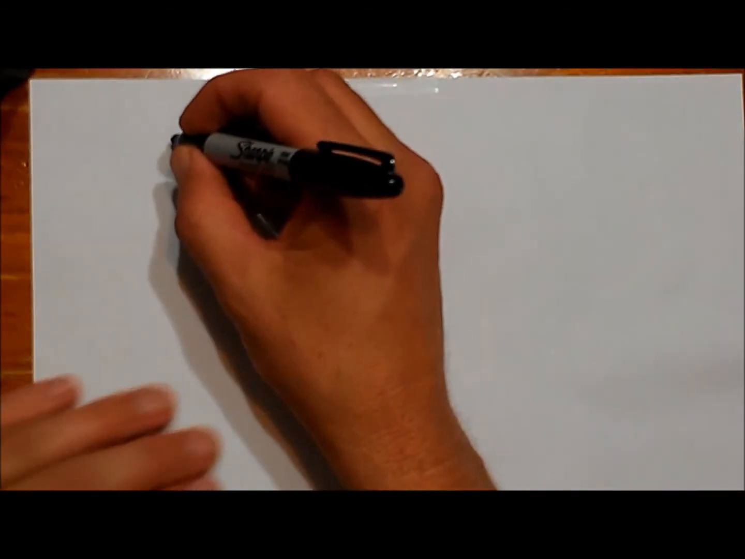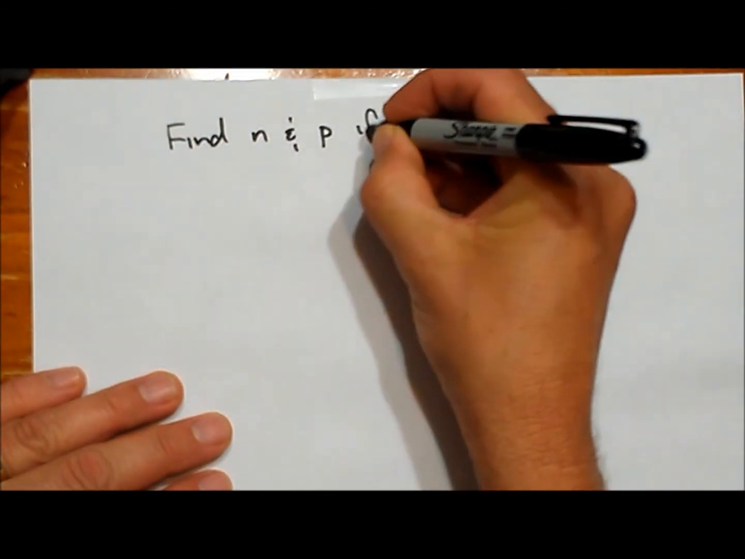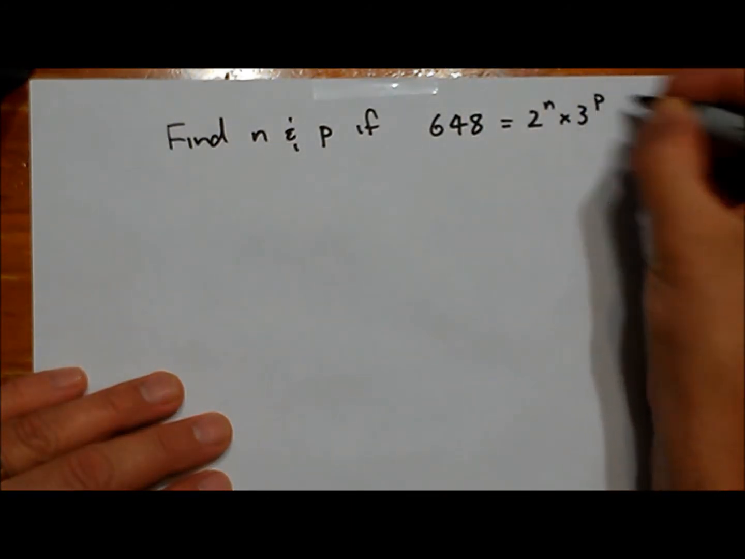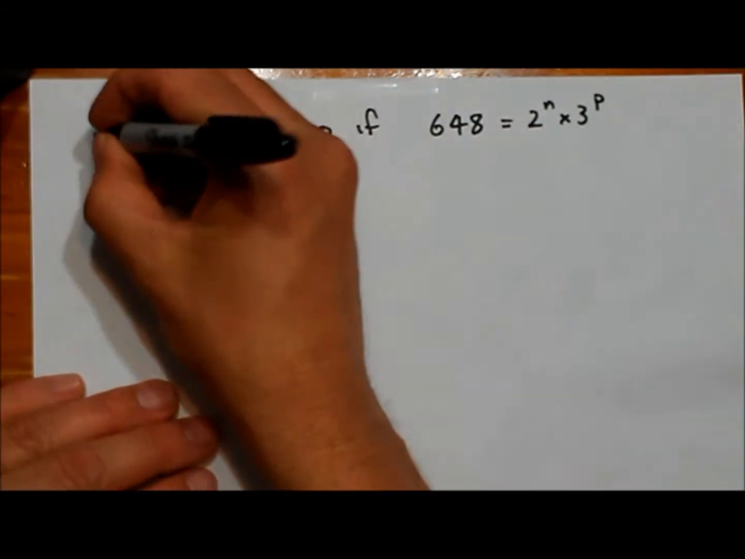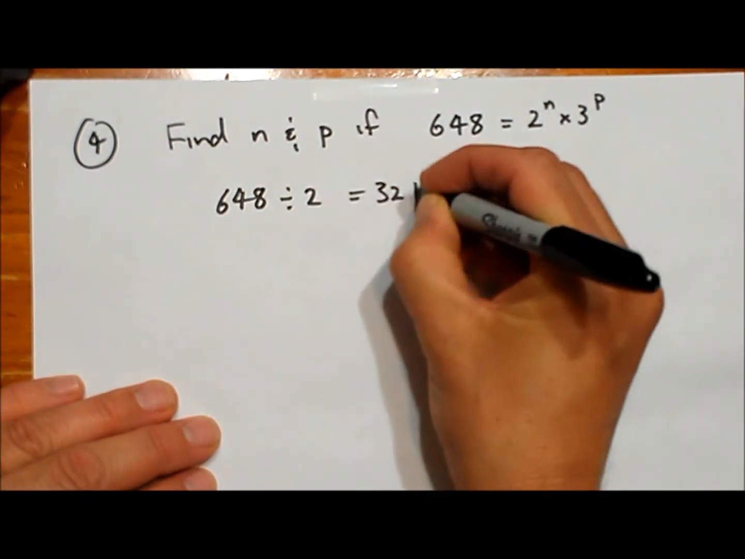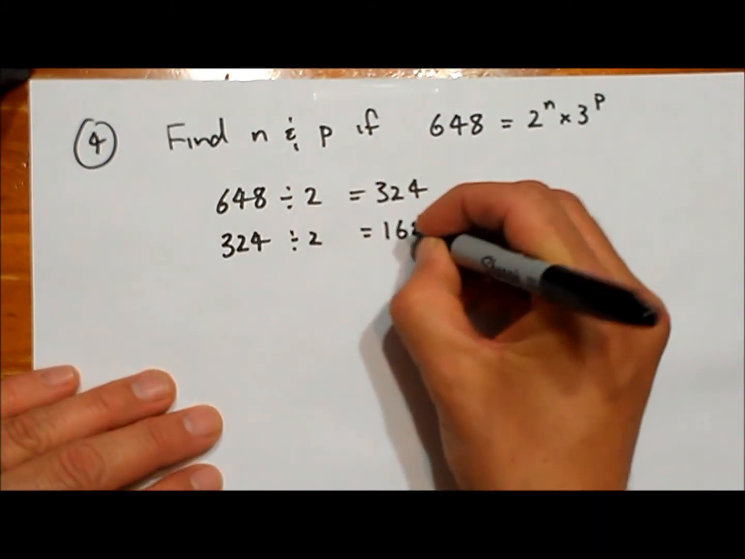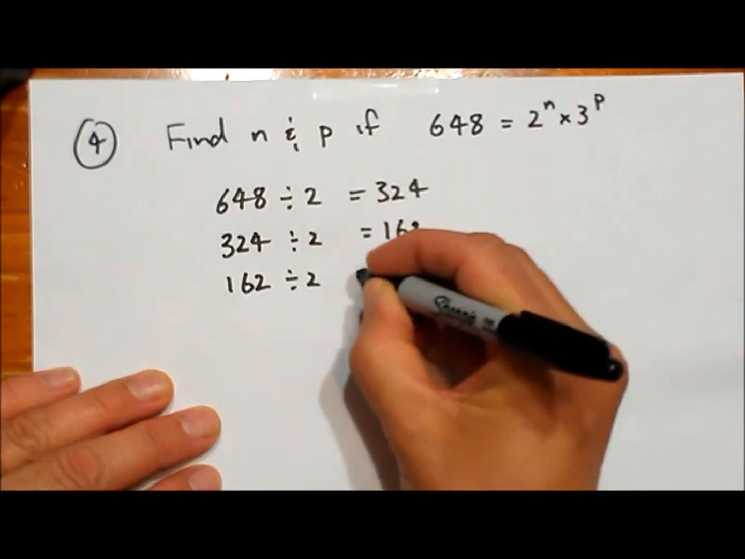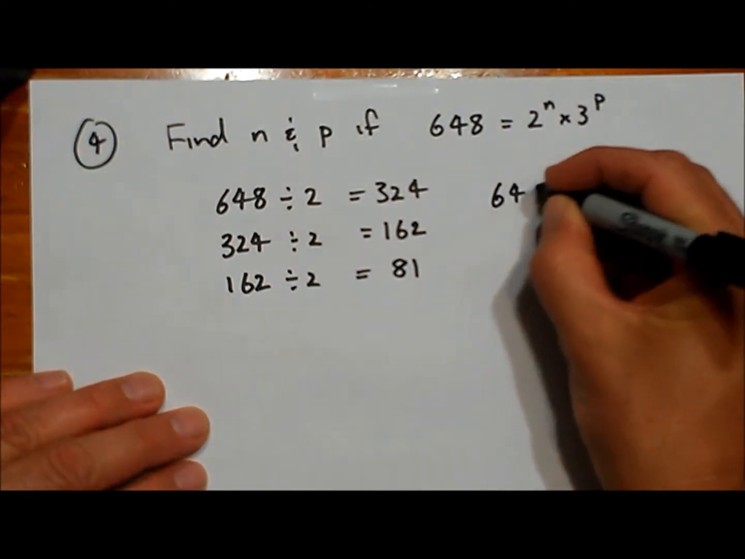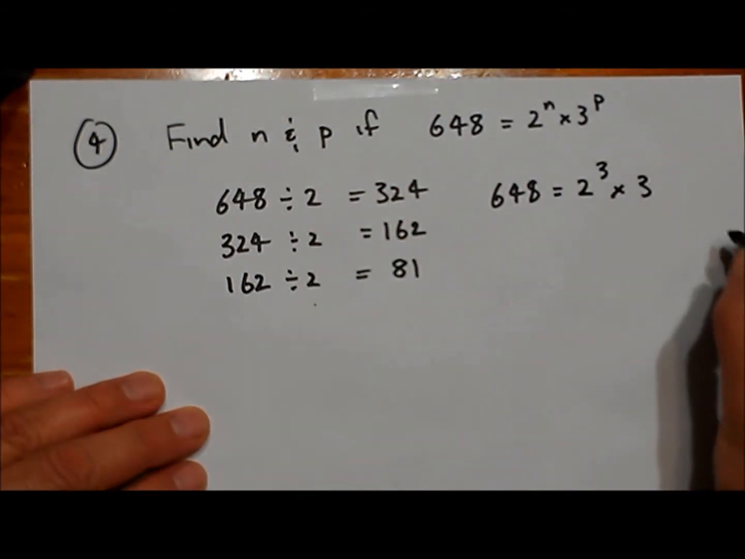Now a further example is find n and p if 648 is equal to 2 to the n times 3 to the p. So I'll do a similar sort of thing to what I did in the previous question, and I'll start with 648, and I'll start by dividing by 2. So that's 324. 324 divided by 2 is equal to 162. 162 divided by 2 is equal to 81. 81 can't be divided by 2, so I know 648 is going to be 2 to the power of 3. There's 3 2's in there, times by 3 to some power.